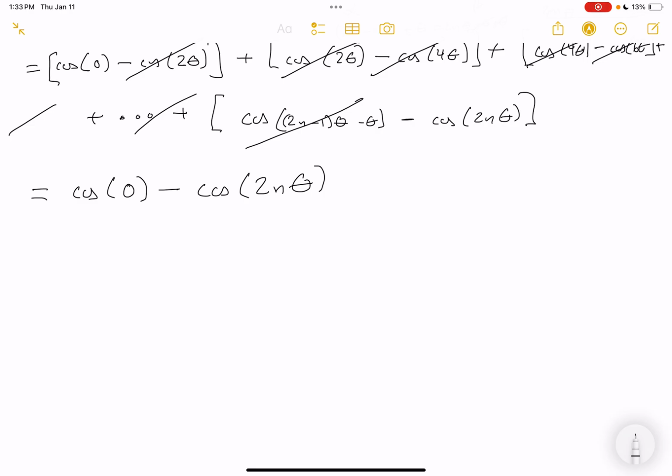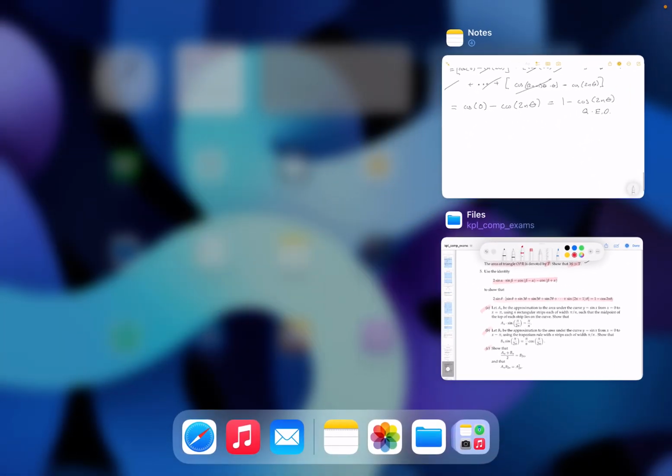All right? So what did we just show? Let me write that down, by the way. We have shown that the expansion actually equals what they said it does, which is 1 minus cosine 2n theta. And we showed it. It's done. Q.E.D. Let's go back to the original question.